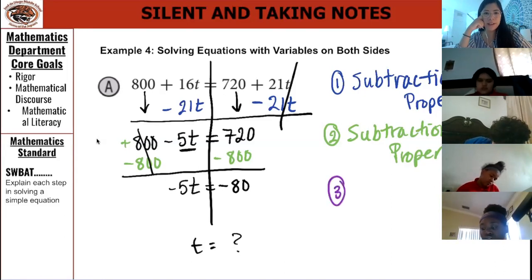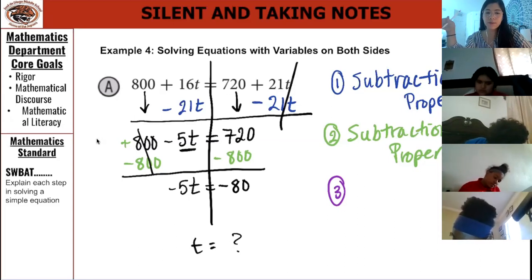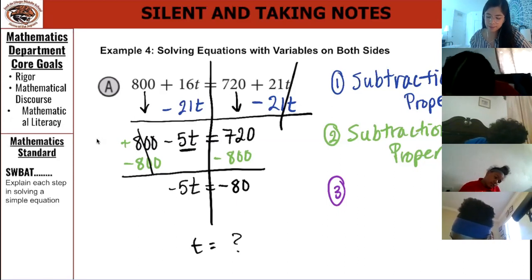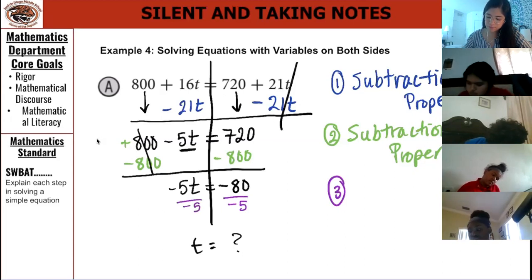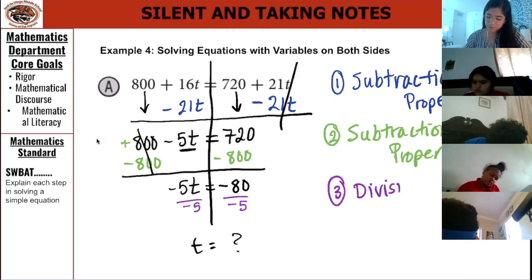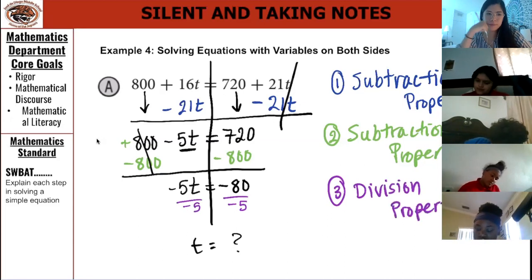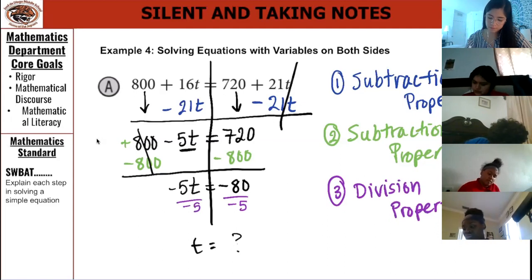And I'm down to my very last step. What should I do for my last step? Divide by 5. Good, I'm going to divide, and since I have a -5, remember I want to get t completely by itself, so I'm not just dividing by 5, I have to divide by -5 on both sides. A negative divided by a negative becomes a positive. Positive. So what's my final answer going to be?